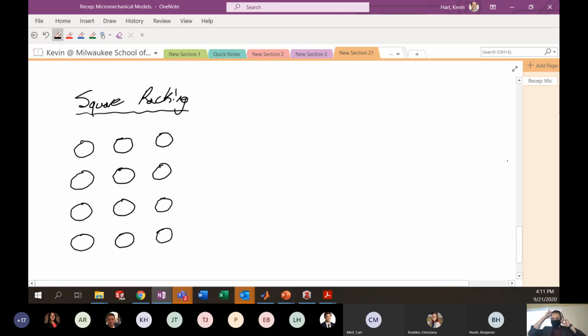Okay. Now we could look at the square arrangement and pick out for ourselves a unit cell. Hopefully we're familiar with the concept of a unit cell.